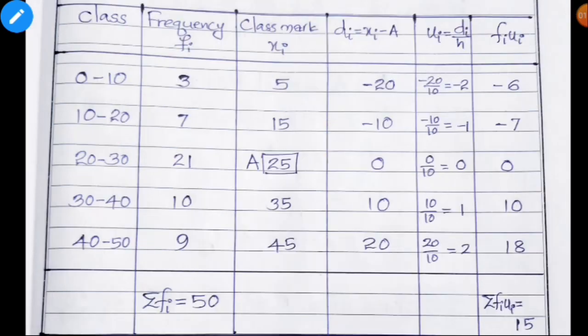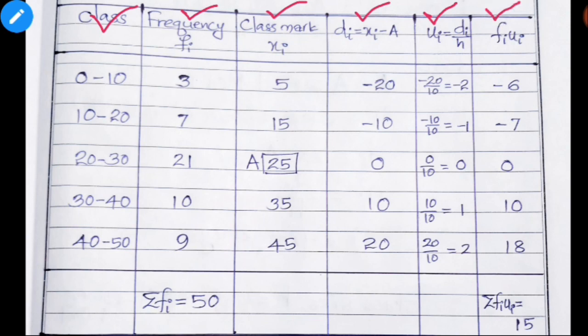Now find the solution. The first column is class, that will be given in the question, and the second column is frequency, that also will be given in the question. Next we should find class mark x. After finding class mark, we should find di, after selecting one of the xi as assumed mean. Next we should find ui equal to di by h, and at last we should find fi into ui.